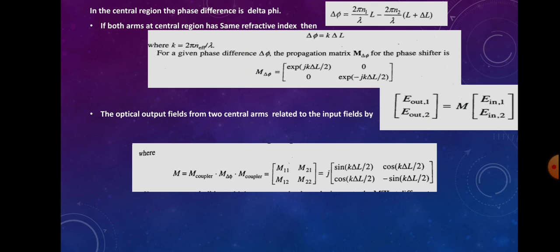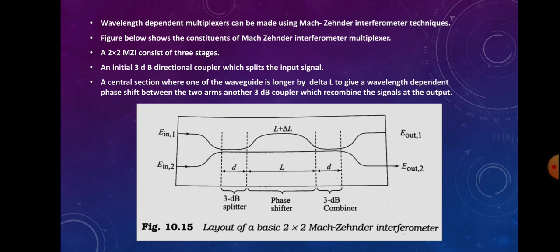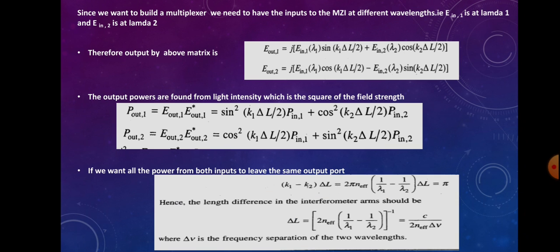So in order for this Mach Zehnder interferometer to act as a multiplexer, it should satisfy the condition delta L equal to C by 2 n effective into delta nu, where delta nu is the frequency separation of the two wavelengths, lambda 1 and lambda 2, and delta L is the path difference between the two paths.